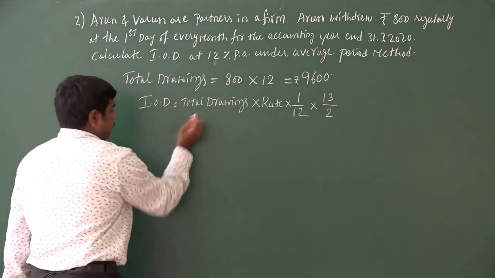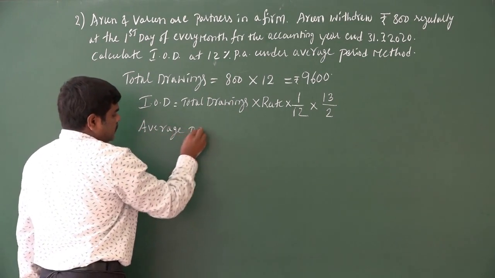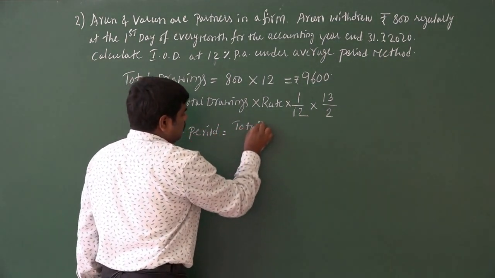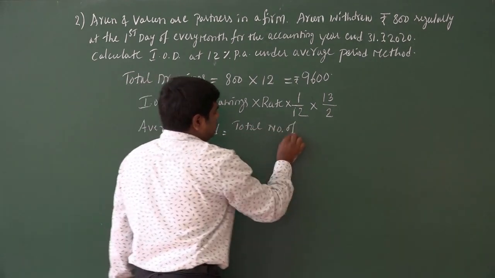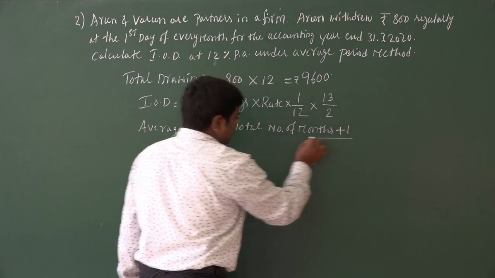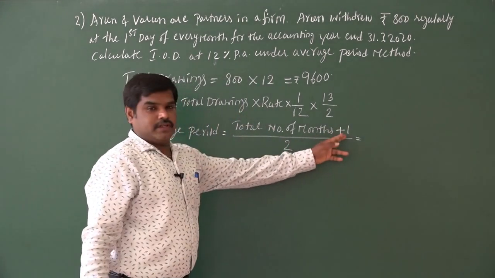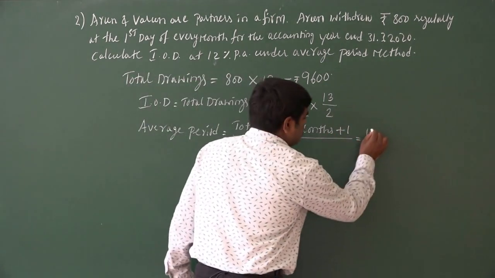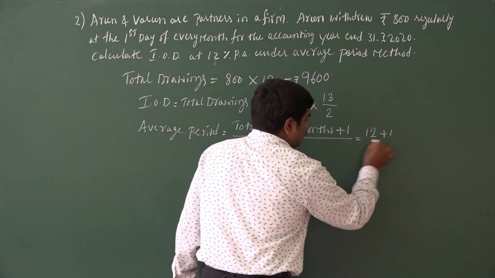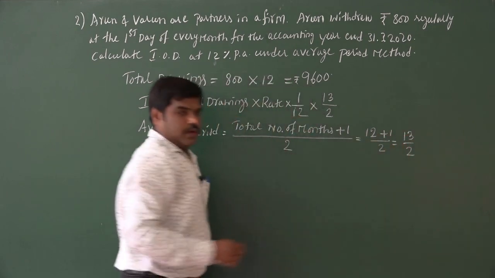Next, average period is equal to total number of months plus 1 divided by 2. Total number of months, 12, plus 1 divided by 2. Of course, it is 13 divided by 2, the average period.